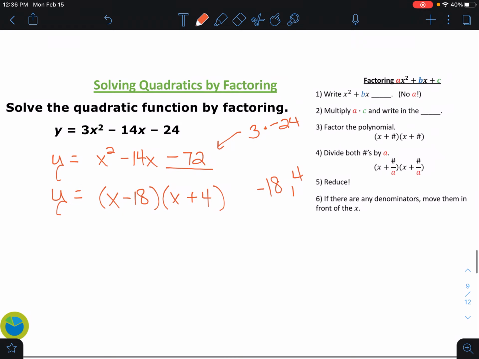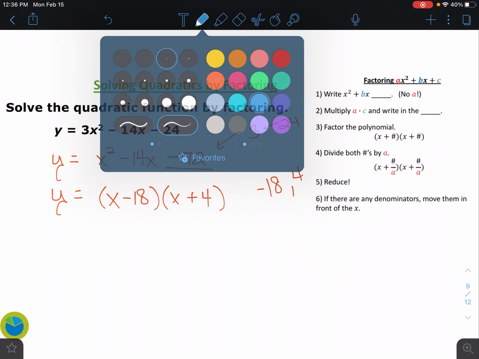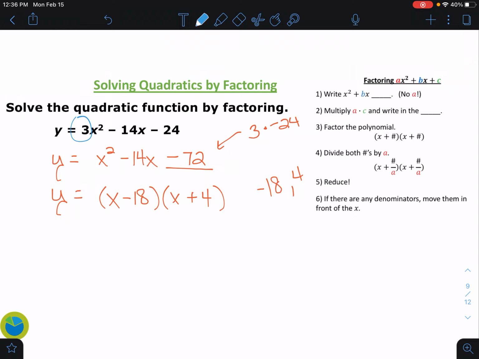Now this is the part that's weird. If you remember, you're going to take this a and put it underneath both of these, and then you need to reduce both the fractions. So I'm going to have x minus 18 over 3, which is 6. This is 4/3. It's going to stay 4/3.